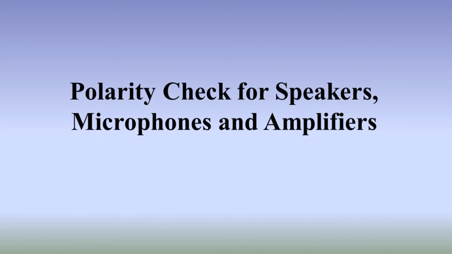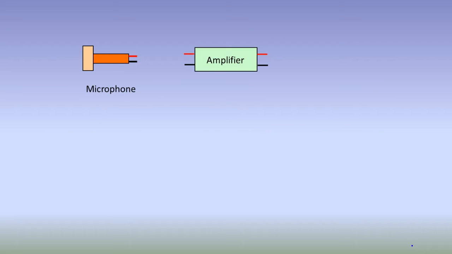Polarity check for speakers, microphones, and amplifiers. A typical sound system consists of microphones, audio amplifiers, and speakers. All these components have a polarity. Sound waves are generated by fluctuations of air pressure.